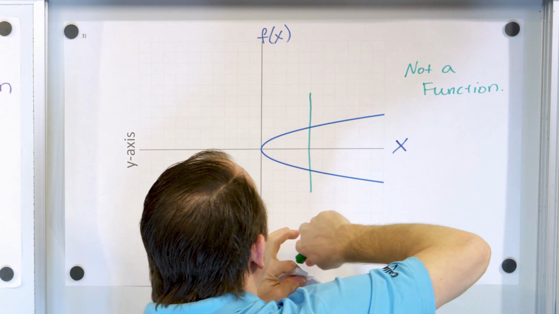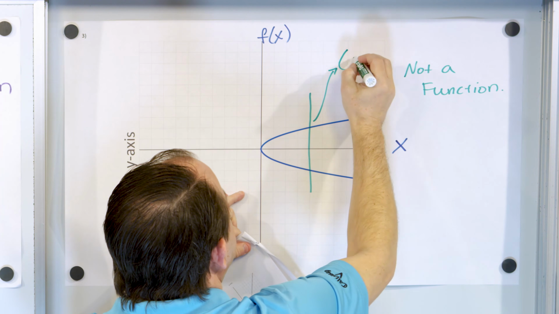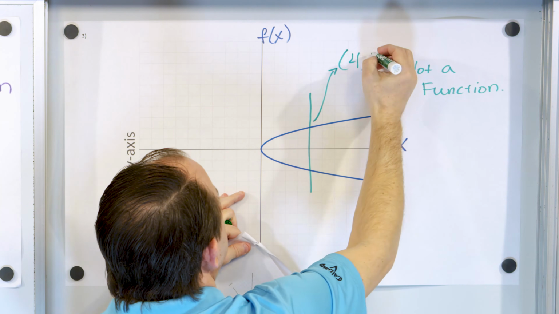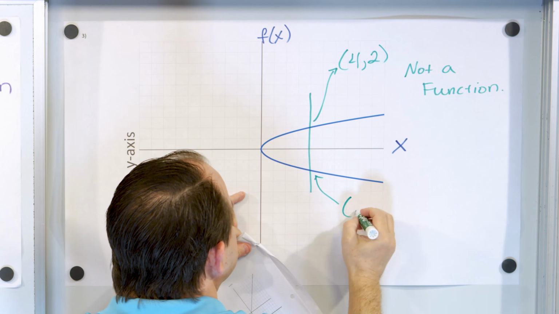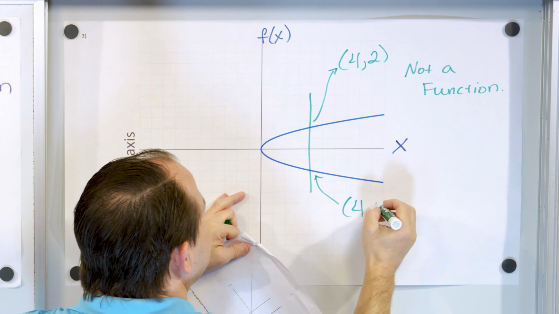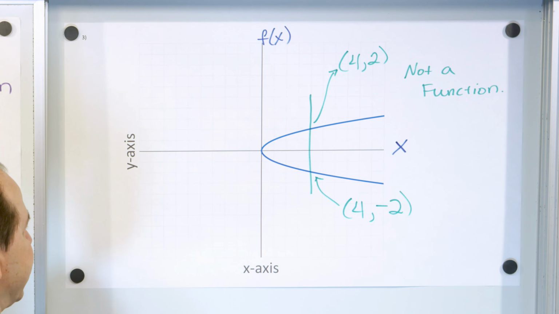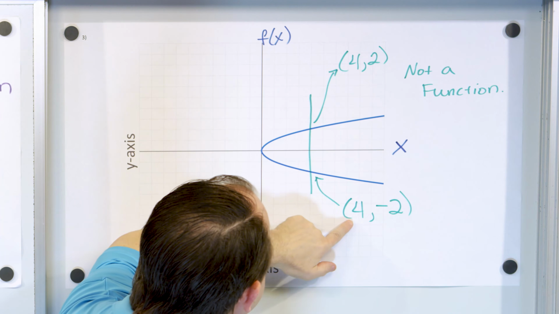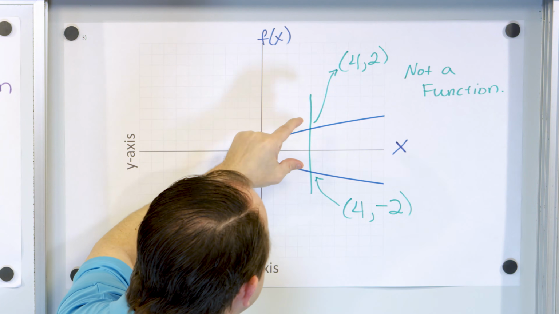I have two different outputs, right? Because right here, this coordinate is (4, 2). And right here, it's 1, 2, 3, 4 for x and -2 for y. So you see, if I put into this an input of x equal to 4, then I don't get one output. I get two different points, two different outputs.